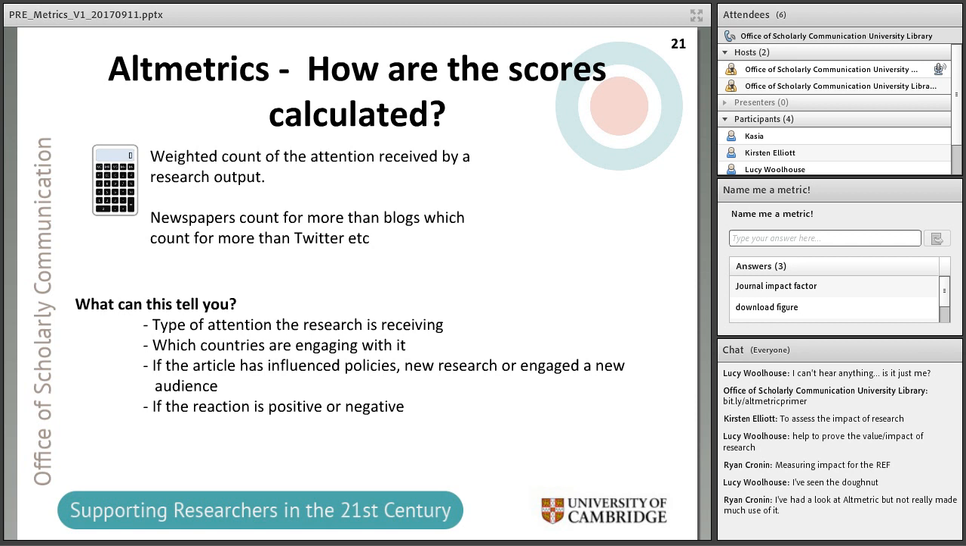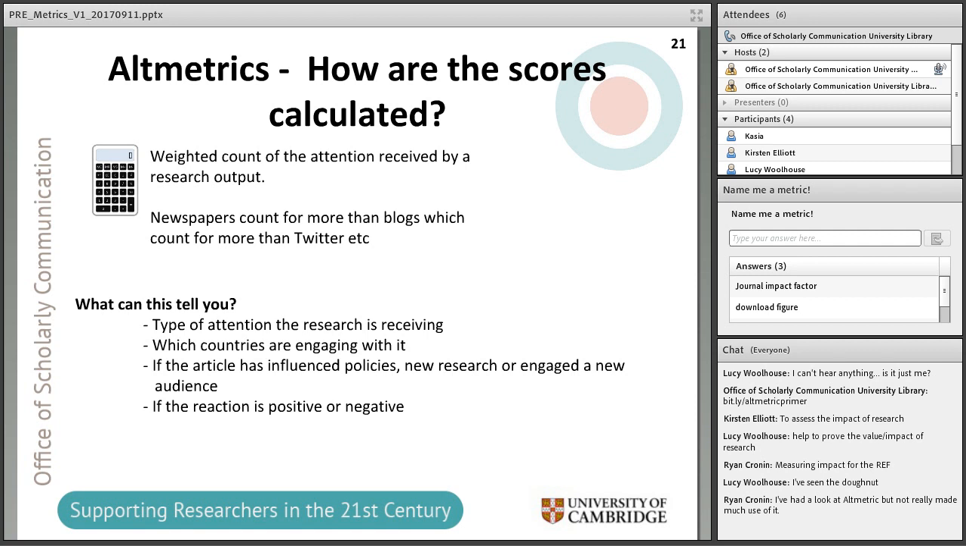And what can all of this score tell you? So Altmetric, as Lucy was saying, package this little score into their nice little donut, and so it's visually eye-catching. But what does it tell you? Well, it tells you about the type of attention the research is receiving, and which countries are engaging with it, because it doesn't just track English language sources, it also tracks lots of foreign language sources to try and get away from the North America, I guess UK, bias that there is in research.